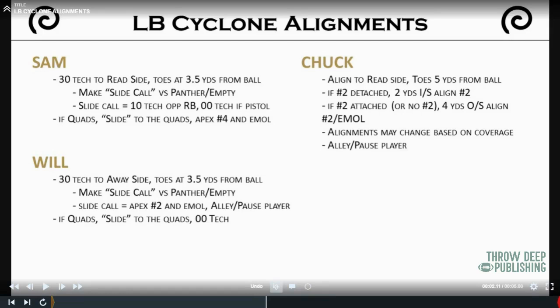Our Chuck goes to the right side. He's always a passing strength guy, so him and the penny are always paired up. He aligns with his toes 5 yards from the ball. If he has a number 2 receiver out there, which usually you do, he's going to align 2 yards inside of number 2. However, if number 2 is attached, like a pro set where you have a tight end at number 2, then he's going to align 4 yards outside of number 2. We can change that up based on different coverages. If we wanted to align him differently we can, but he's generally our alley and our pause guy. Again, different calls could change that, but that is generally his job.